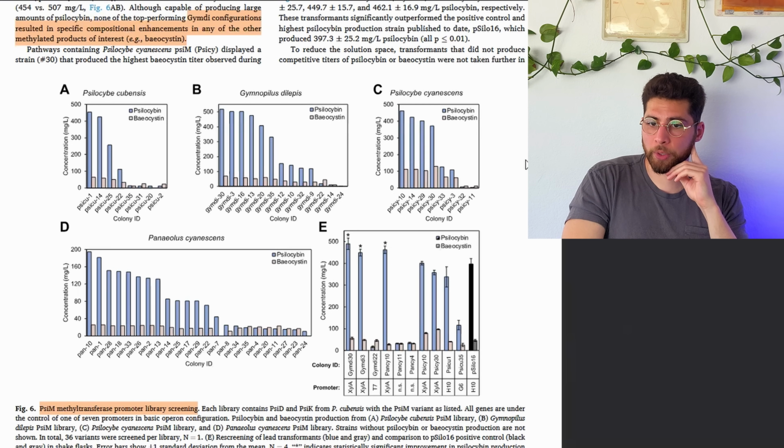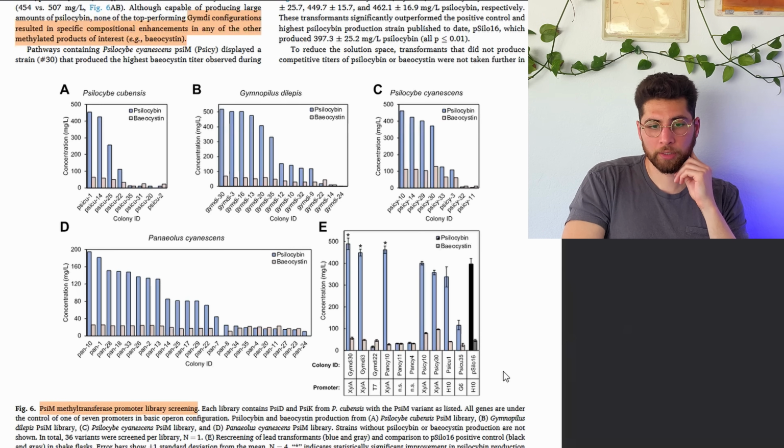And then this is showing some details here. This is the XylA promoter on GIMD30, and it's producing really high quantities of psilocybin and relatively low quantities of baeocystin. And then we have a few other comparisons here.